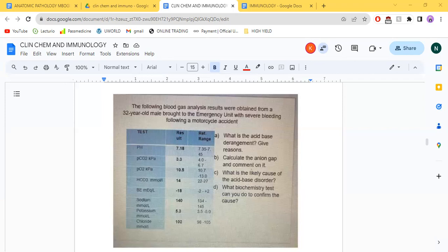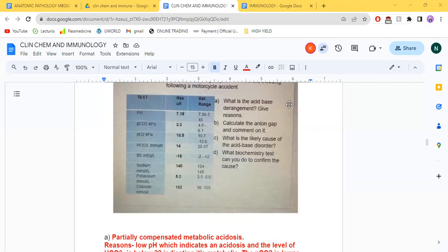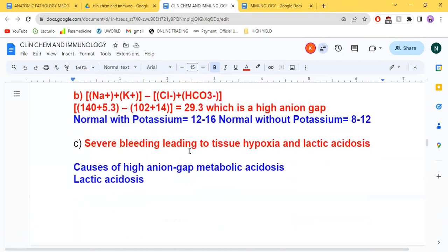So what biochemistry test can you do to confirm the cause? So this person most likely was bleeding, like they were bleeding a lot. So they had hypoxia, which was followed by lactic acidosis. Yeah, severe bleeding leading to tissue hypoxia and then lactic acidosis.